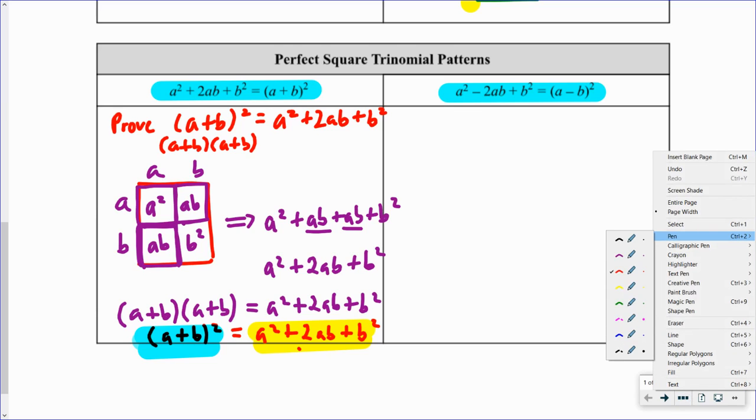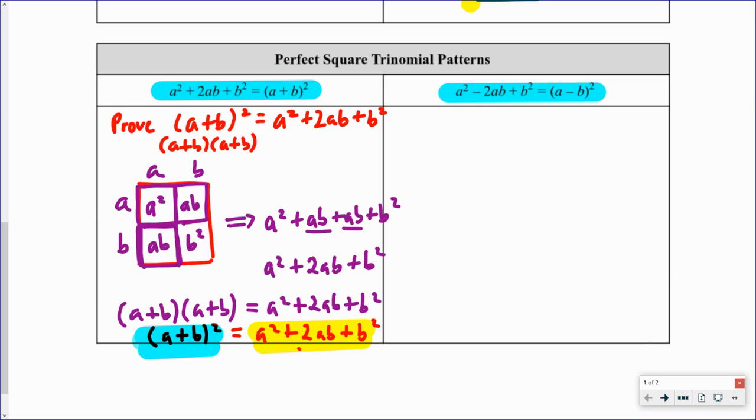Now there's a second perfect square trinomial pattern. It's a squared minus 2ab plus b squared, and that equals the quantity (a - b) all squared. So we're going to prove this the same way we just proved the other one. Again, we're going to use the area model. And remember, this area model is a square.